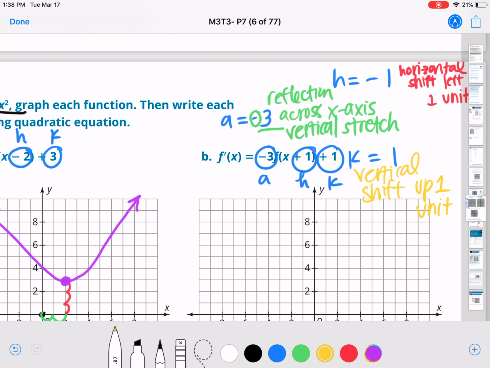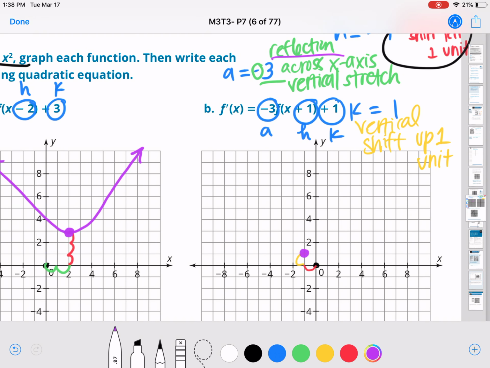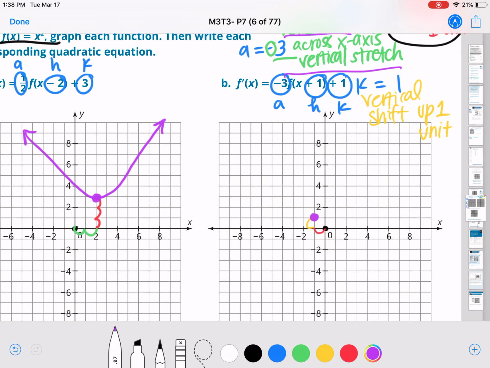So again, start at your origin. Here's my origin. I'm going to apply my horizontal shift. So I'm going to go to the left 1 unit. Okay, then I'm going to apply my vertical shift. I'm going to go up 1 unit. And then that's my new vertex. From my new vertex, I'm going to reflect and apply a vertical stretch. So my graph is going to look skinnier.